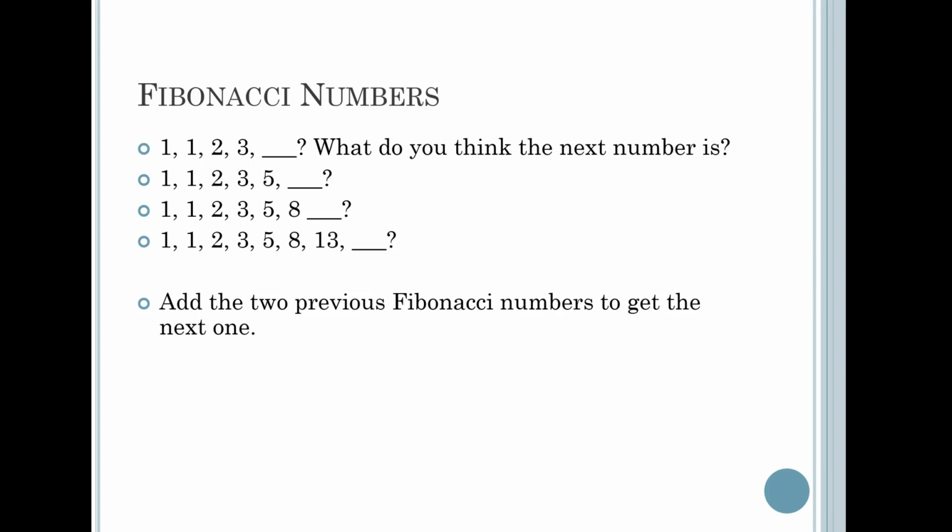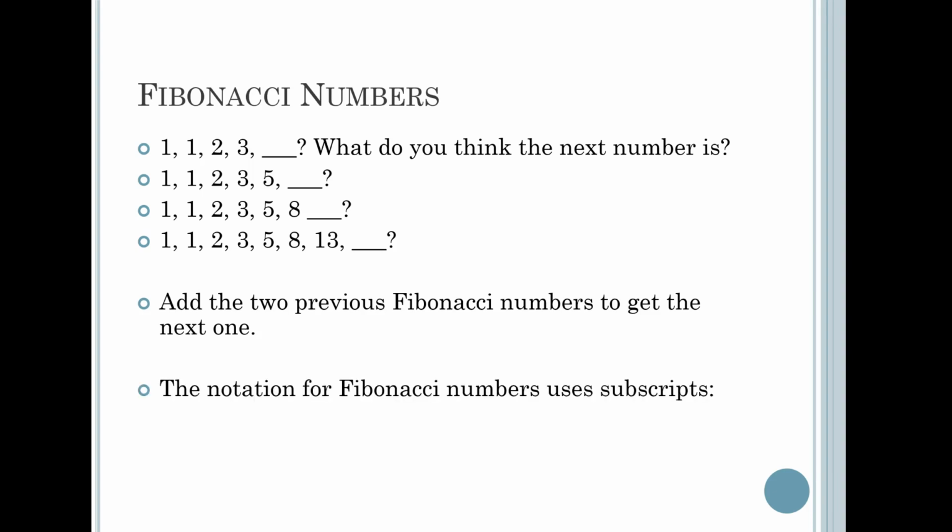So the pattern is that we add the two previous Fibonacci numbers to get the next one. For example, 1 and 1 is 2, 1 and 2 is 3, 2 and 3 is 5, 3 and 5 is 8, 8 and 5 is 13. So now you can guess at what the next one's going to be, right? Look at the 8 and the 13 and see if you can figure out the next one. And I'll tell you in a minute if you're right.